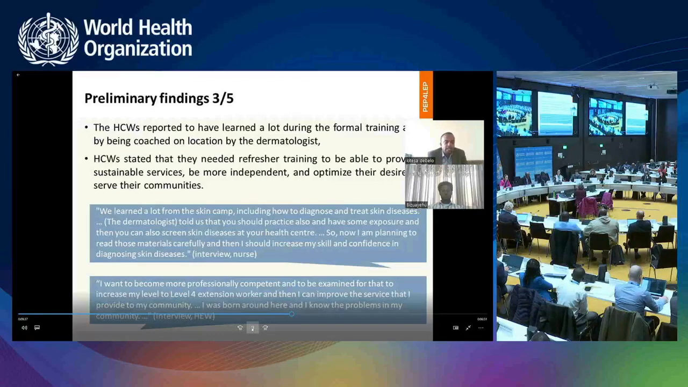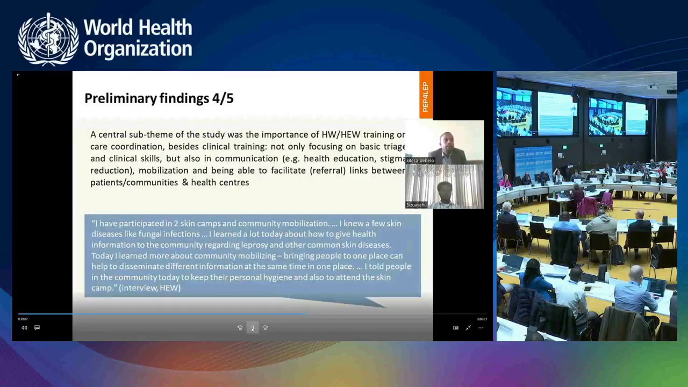And another quote from a health extension worker is here. I want to become more professionally competent and to be examined for that, to increase my level for health extension worker, and then I can improve the service that I provide to my community. And actually, I was born around here, and I know what is existing in my community regarding the health problem, especially. This was a quote taken from a health extension worker.